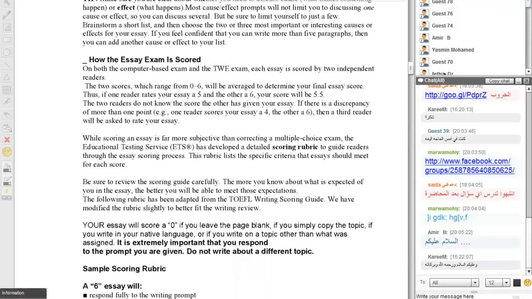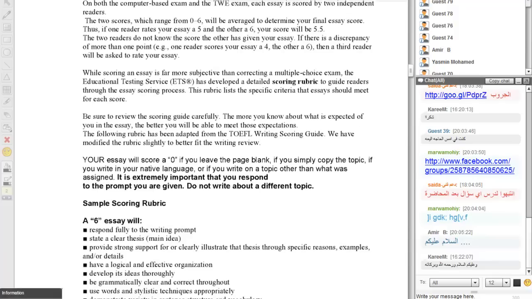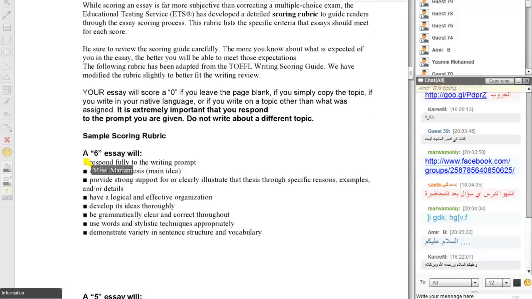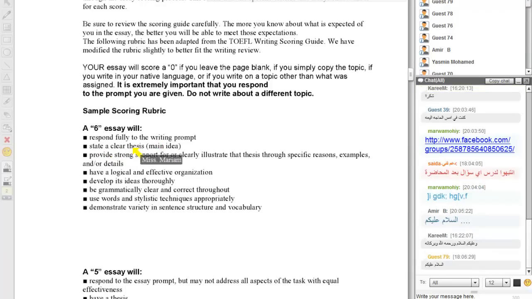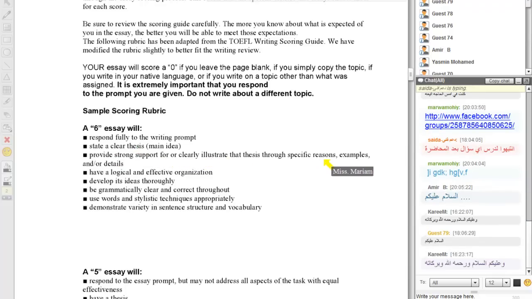And we said how our essay is scored. We said that the highest score is given when you respond fully to the writing prompt, when you write exactly what you are asked to write, and state a clear thesis. Also, you have to state your thesis, your ideas are very clear, and provide strong support that clearly illustrates the thesis through specific reasons or examples.